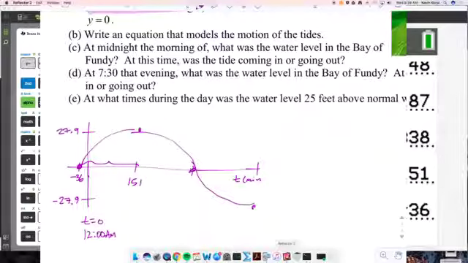So that is how you get your graph when 0 is not a critical value. And that's all we have time for, but that's all we really need. Because once you have the graph, we know how to write the equation. Once we have the equation, we know how to answer questions. Okay? So that is the essence of the Bay of Fundy. We are done with this section.